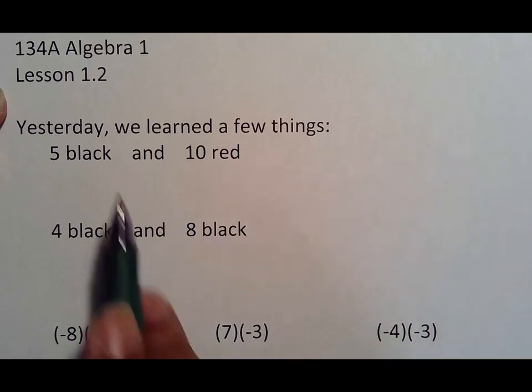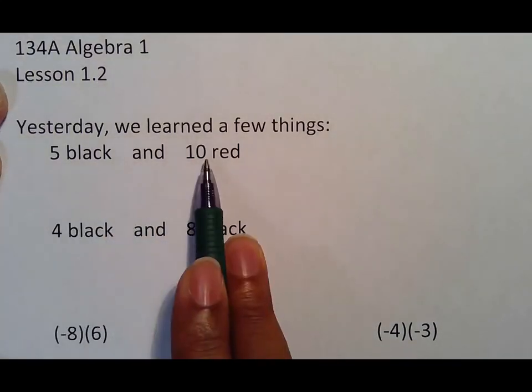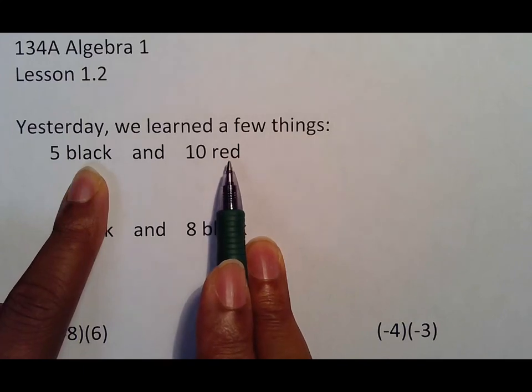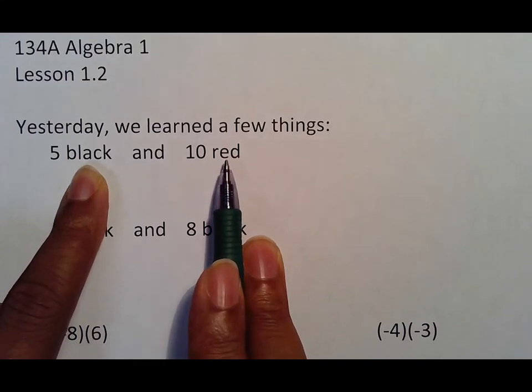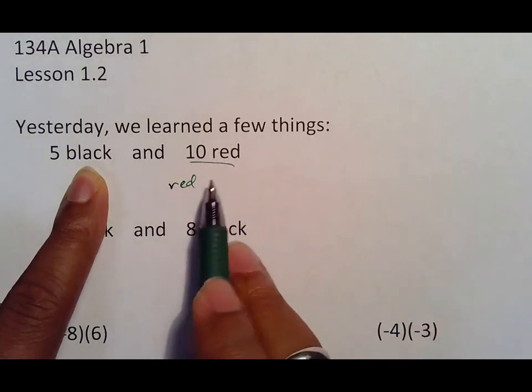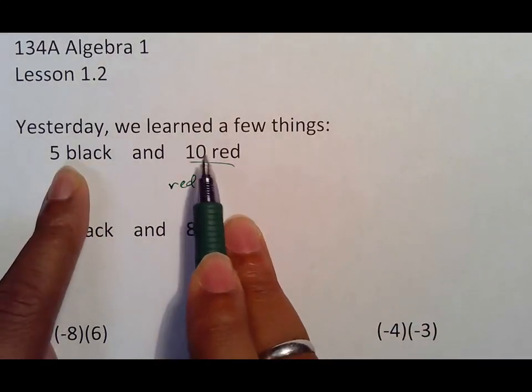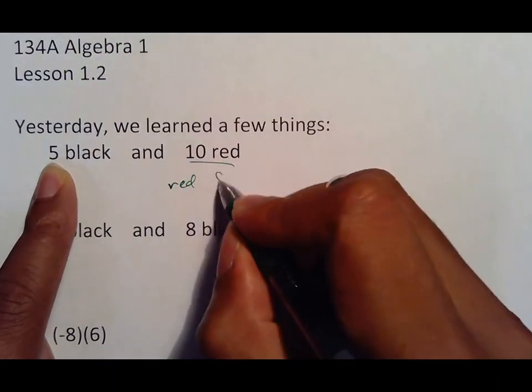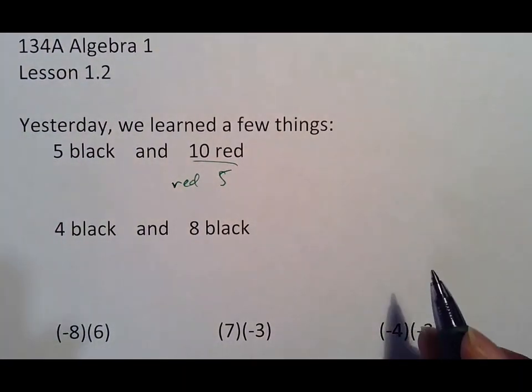Real quick review was the dice thing, where if there were 5 black and 10 red, we recognize that because these two things are different, they compete, and the color that wins is the one that has the most, which means red is our color. And because they are competing, 10 to 5 is the score, which means that red wins by 5 points. So red 5 would be your answer.